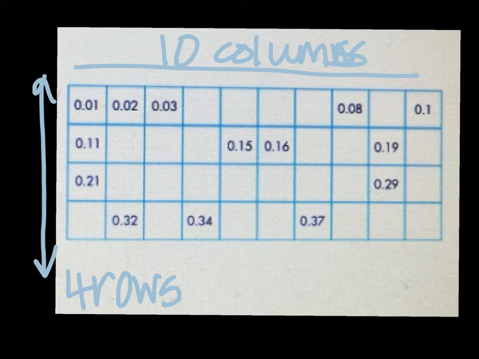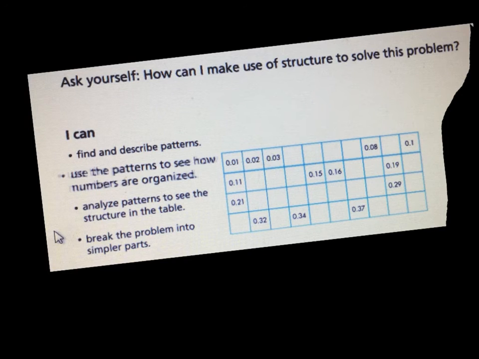So now that we've seen the columns and the rows, we can really pull that out to help us make structure or make sense of this problem. So as we continue to think about the structure of the problem, these are things that we use to help us find the structure. We can find and describe the patterns. We can use the patterns to see how the numbers are organized. We can analyze the patterns to see the structure in the table, and we can break the problem into simpler parts. Okay, so now let's just dig into the chart.